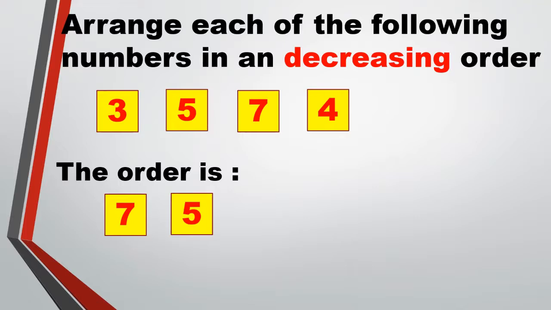Which number will come immediately before 5? 4 comes before 5. So, here we will write 4. And which is the smallest number in this line? Right. Which number is remaining here? 3. So, 3 is the smallest number in this line. So, decreasing order is 7, 5, 4, 3. We are going downward.